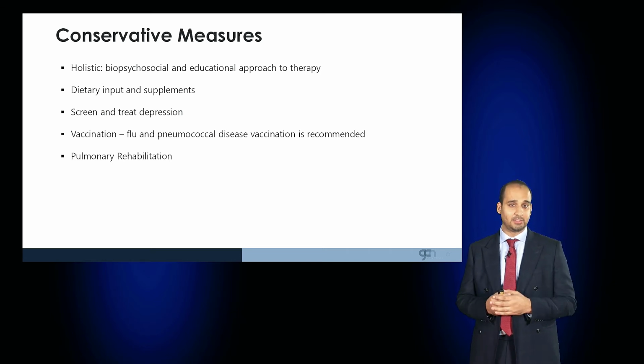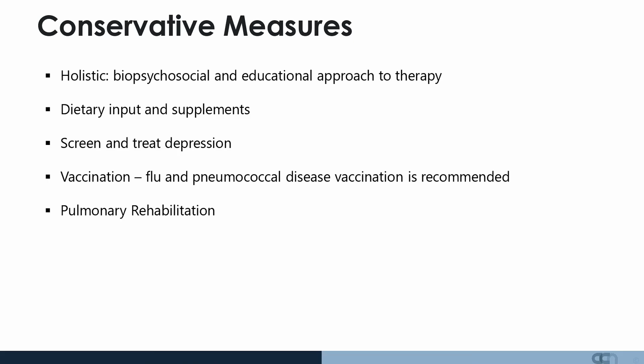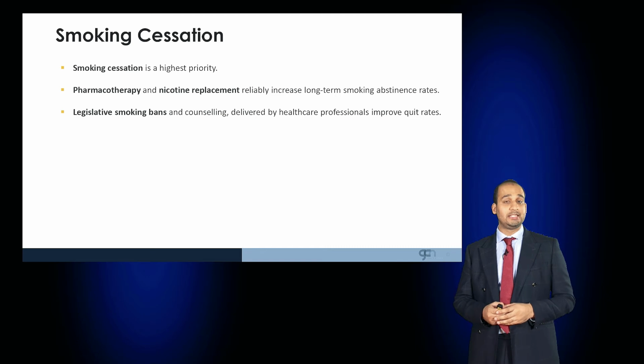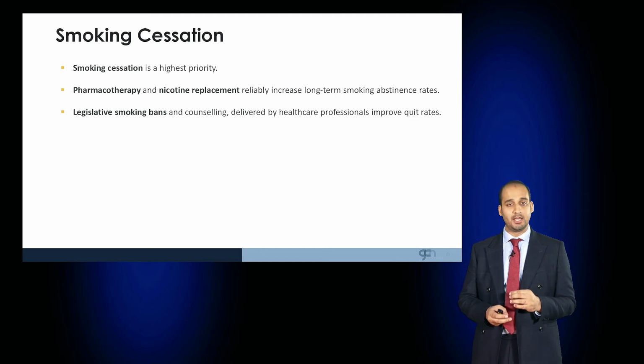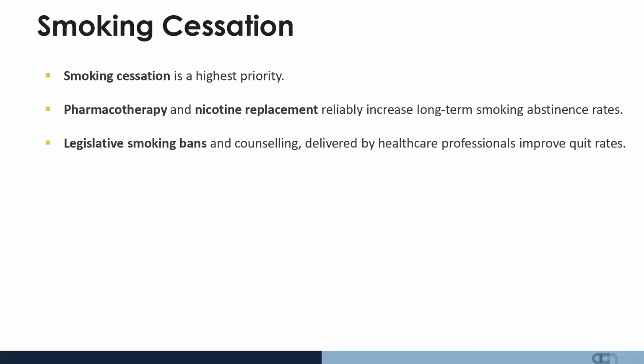as well as to provide education about this condition. Dietary inputs and supplements if the patient's losing their appetite or becoming anorexic, screen and treat depression, and offer regular annual vaccinations, for example, flu and pneumococcal vaccines. And if required or indicated, pulmonary rehabilitation should be offered. But what's key is smoking cessation is the highest priority. Whether that's pharmacotherapy, nicotine replacement, it's important that this is advocated strongly.